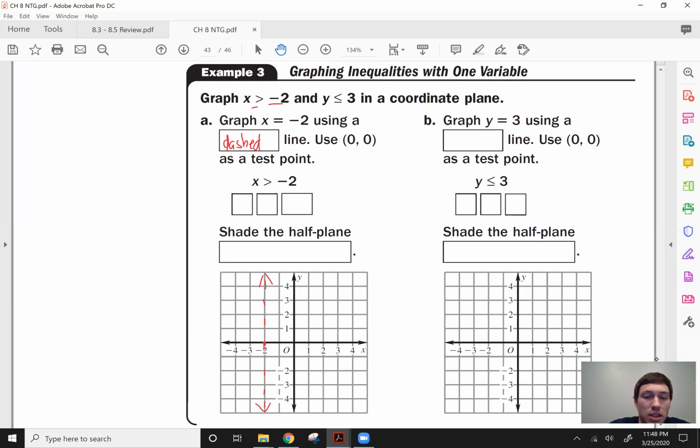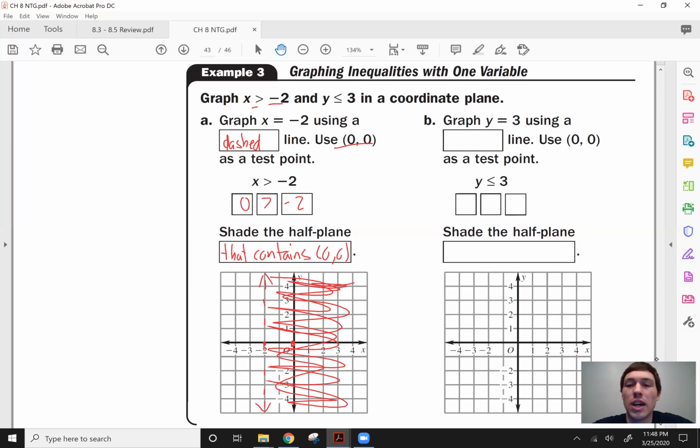Now we have to decide, is it shaded on this side or is it shaded on this side? Let's find out. It says 0 greater than -2 when I plug that in. Well, when I plug in the point 0, 0, is 0 greater than -2? Yeah, it is. This point is true. Therefore, shade the half plane that contains this point. In other words, all this gets shaded.